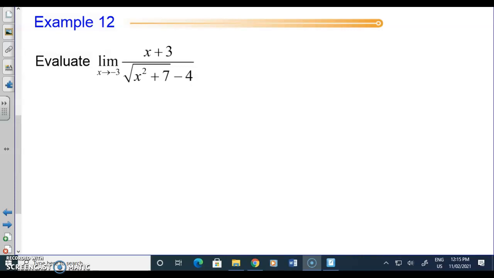Okay, so we're going to start with the limit using a radical. And when you have the limit with a radical, you have to remember conjugates. Conjugates occur when you have binomials. So the conjugate of this question here would be the root x squared plus 7 plus 4. So take notice that you are doing the opposite of the binomial term. But whatever you do to the denominator, you have to do to the numerator.